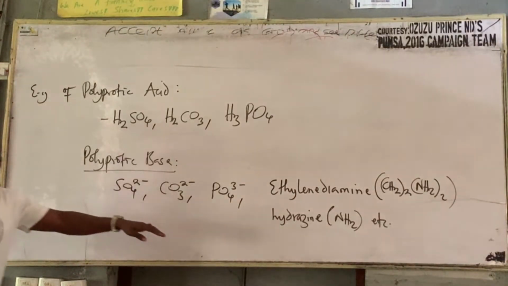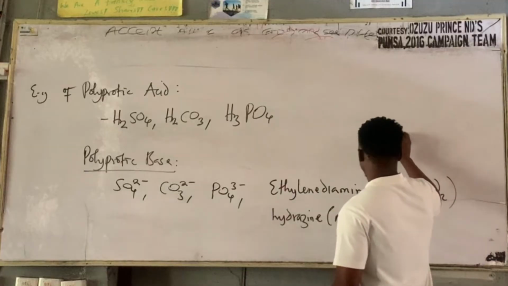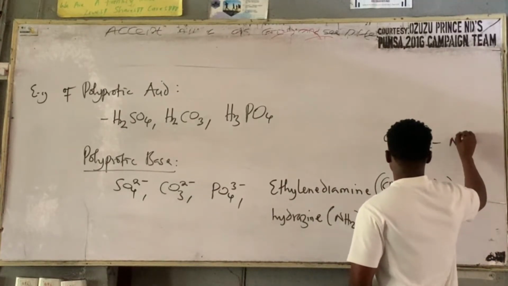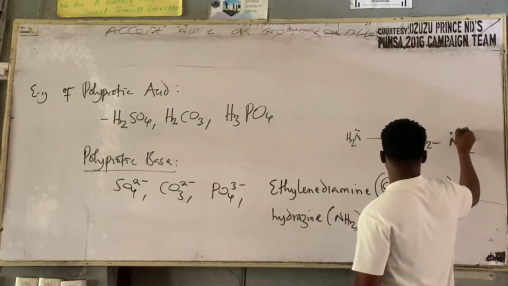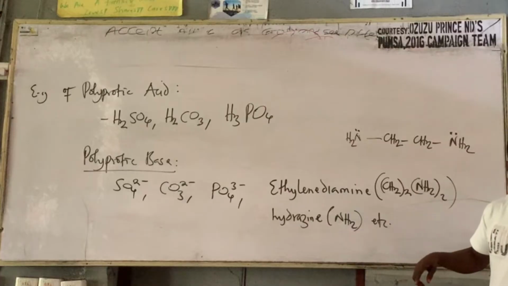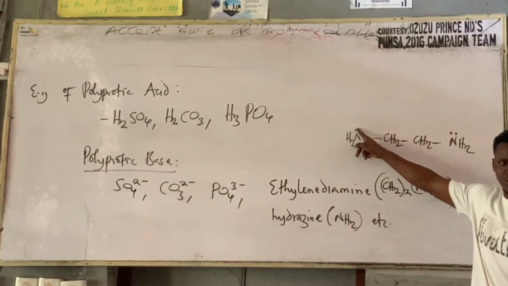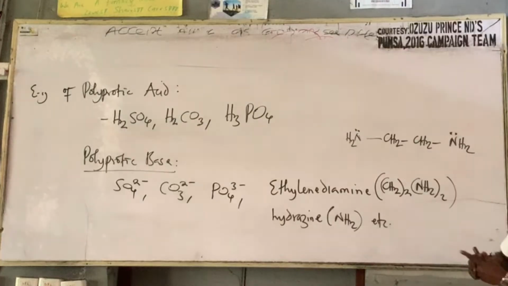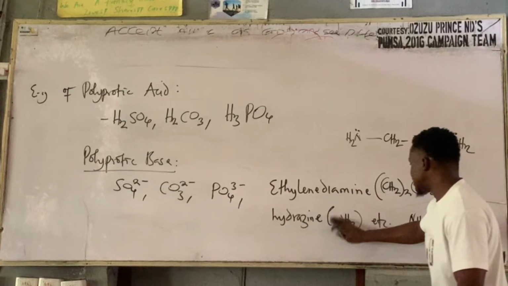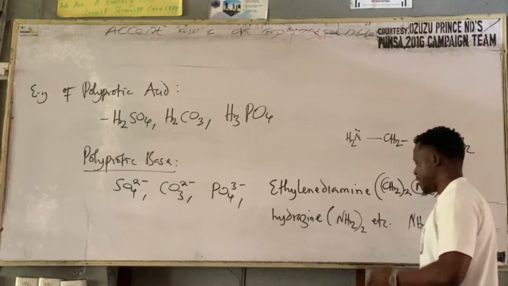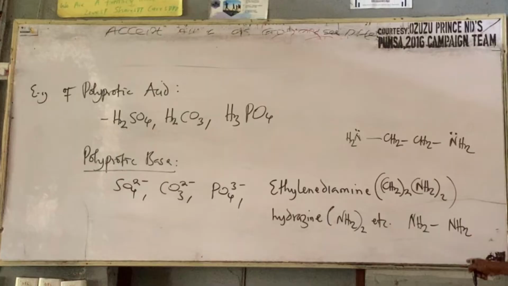Now this ethylene diamine is CH2, NH2, NH2. Now each amine has a lone pair. This guy can use this lone pair and accept 1 proton. This guy can also accept 1 proton here. Hydrazine is actually NH2, NH2, or you say N2H4. So it has 2 spaces where hydrogen can be bonded.